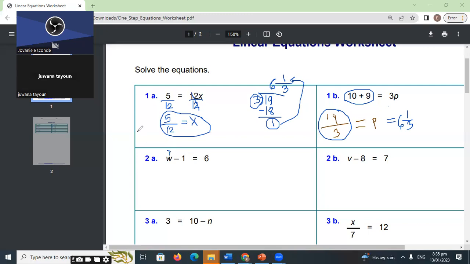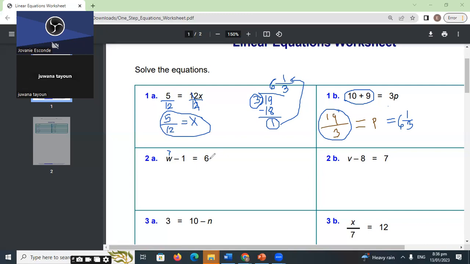That's right, you're correct. But I will teach you another way, okay? So there is another way on how to get the variable W there. So please take note of this, okay? So we have here W minus 1 is equal to 6, right? In this case, we have to transfer terms, okay? Always remember that we have to combine the same terms.